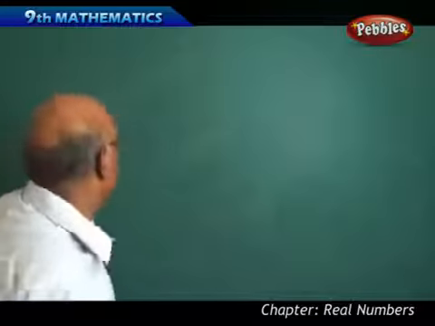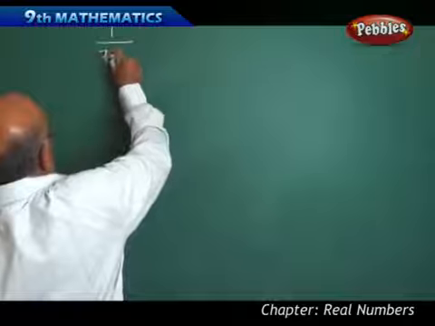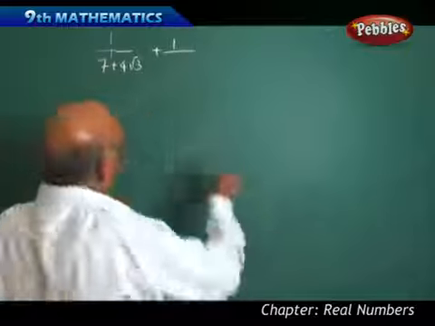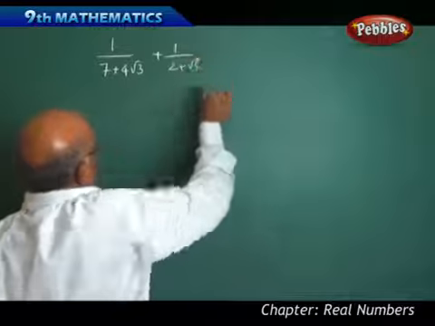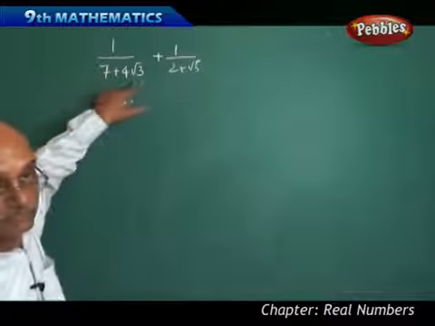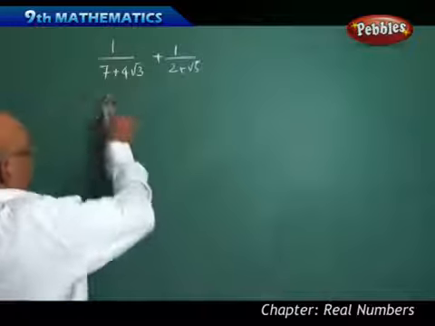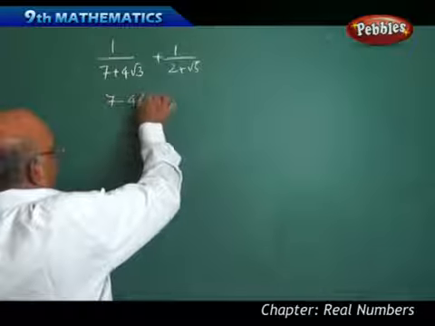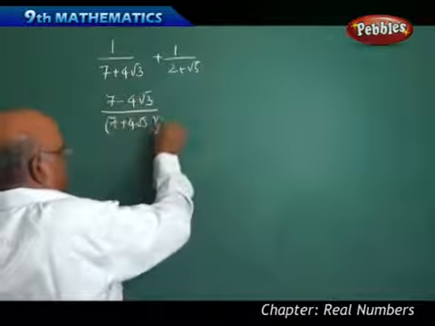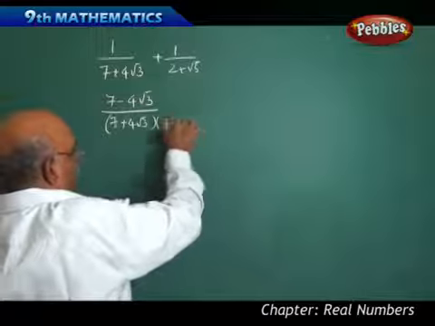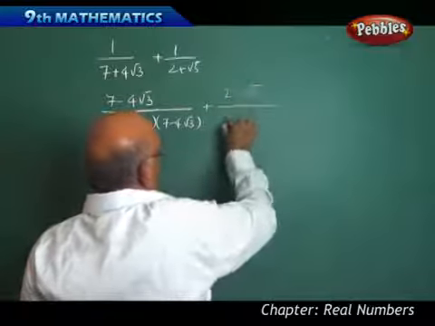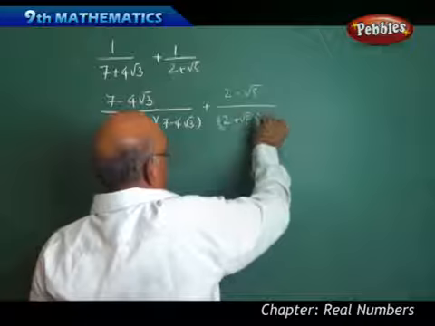Rationalize the denominator: 1 by 7 plus 4 root 3, plus 1 by 2 plus root 5. Now, to rationalize the denominator, I have to multiply both numerator and denominator with 7 minus 4 root 3, divided by 7 plus 4 root 3 into 7 minus 4 root 3, plus 2 minus root 5 divided by 2 plus root 5 into 2 minus root 5.